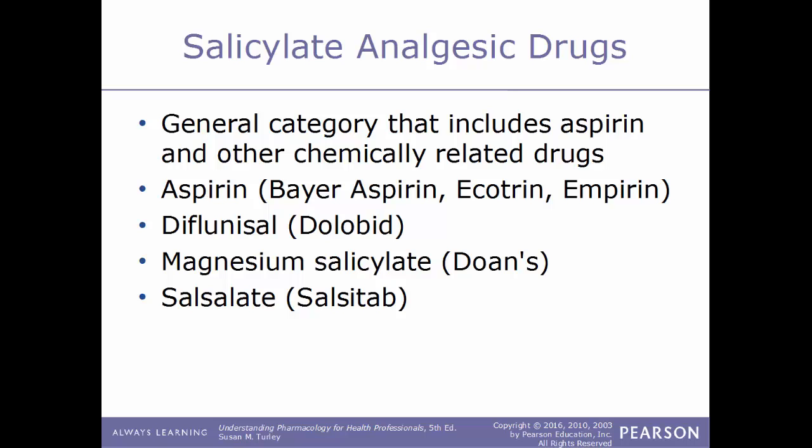We'll start off with the salicylate analgesic drugs. This is a very general category that includes aspirin and other chemically related drugs. So some common trade names you'll see aspirin sold under are Bayer aspirin, Echotrin, and Empirin. Some other drugs that fit here: diflunisal, which is sold under the name Dolobid; magnesium salicylate, also known as Doan's; salsalate, which is sold under the trade name Salsitab.